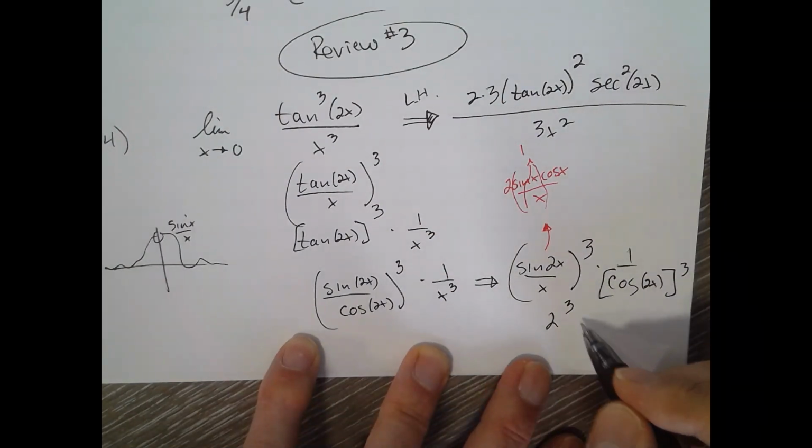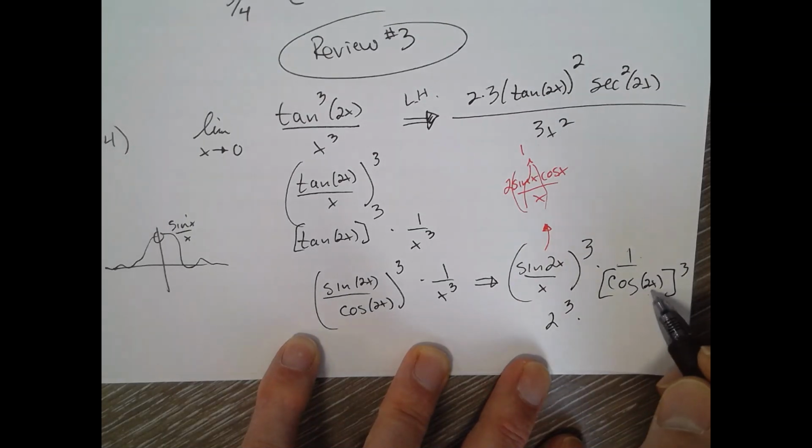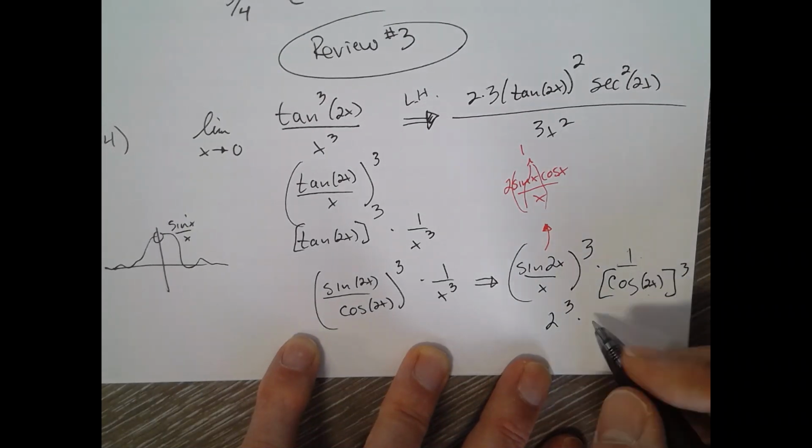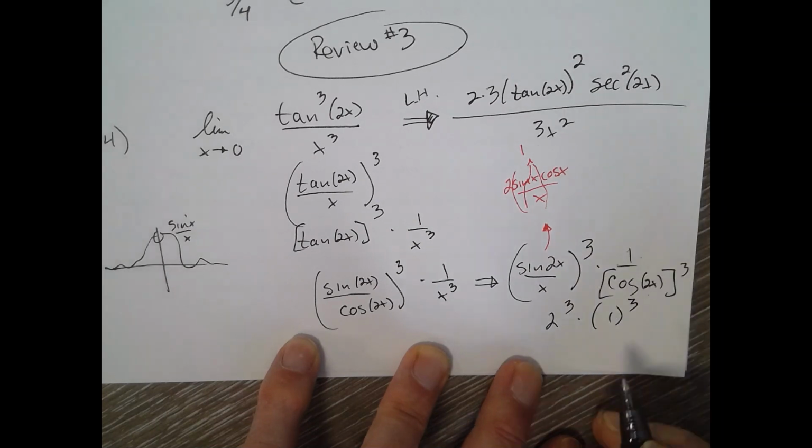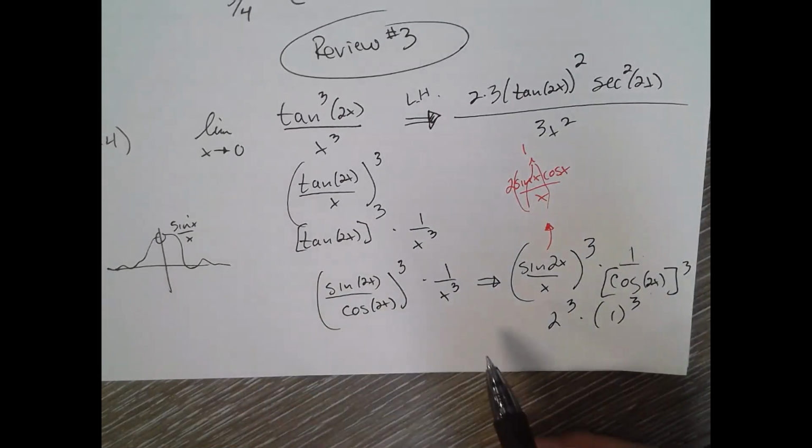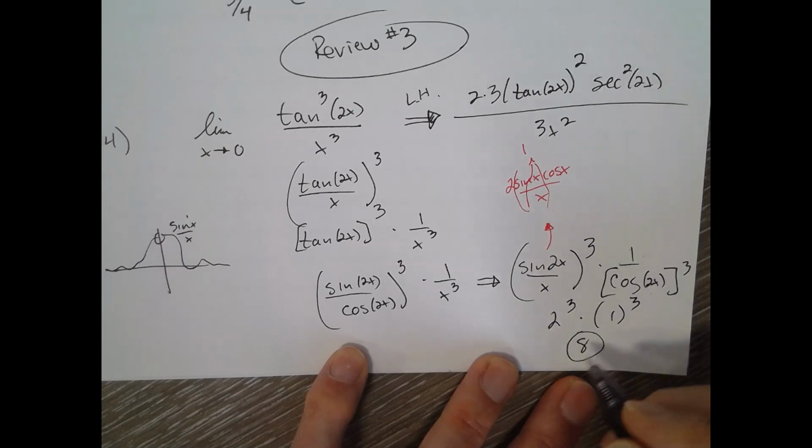So we get 2 cubed times 1 over cosine of 0, which is 1, so 1 cubed. So after all of that, 2 cubed times 1, we end up getting 8. Pretty long problem.